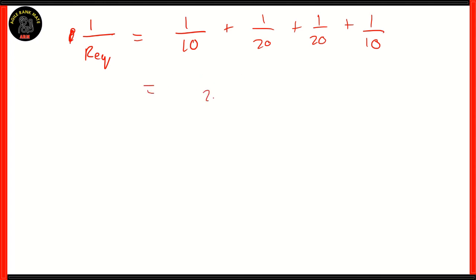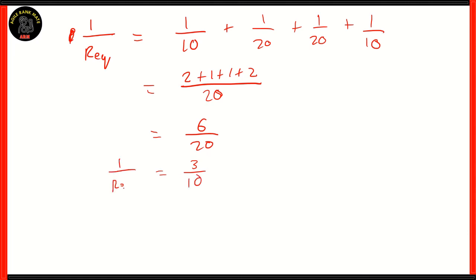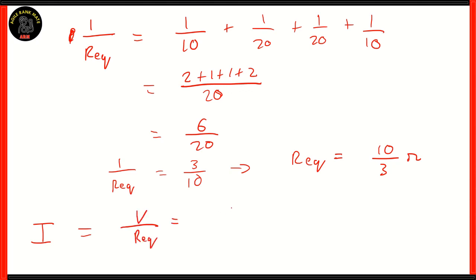And the common denominator should be 20, and then we will multiply the 1 by 10s so that they read in terms of 20s. So that will be 2 plus 1 plus 1 plus 2. So it turns out we have 6 over 20, which is basically 3 over 10, as the reciprocal of the equivalent resistance. So therefore, the equivalent resistance will now read 10 over 3 ohms. We need to find out the current passing through the ammeter. That's the total current, so therefore that would be the total voltage over the equivalent resistance, so that will be 12 over 10 by 3.